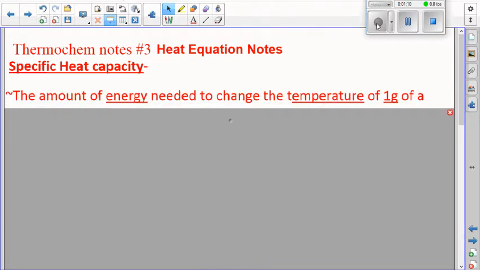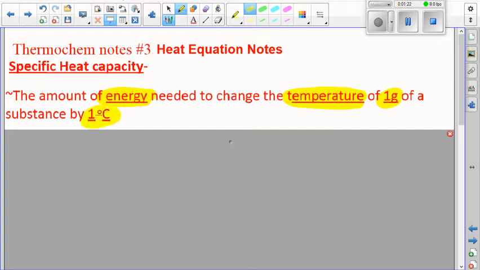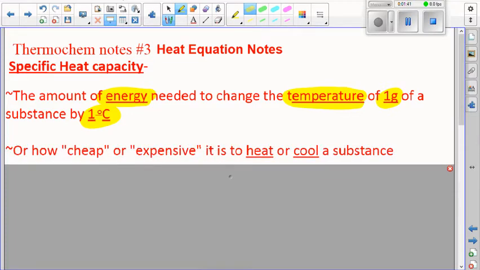The specific heat capacity of a substance, watch what I'm highlighting, is the amount of energy needed to change the temperature of 1 gram of something 1 degree Celsius. So if you want to make the temperature of something go up by 1 degree, and you only have 1 gram of it, that's its heat capacity, the charge. So this is basically how cheap or expensive it is to heat or cool something.